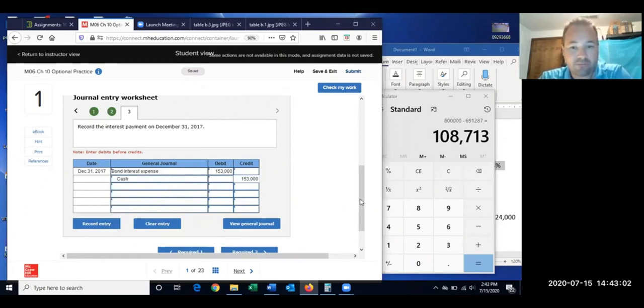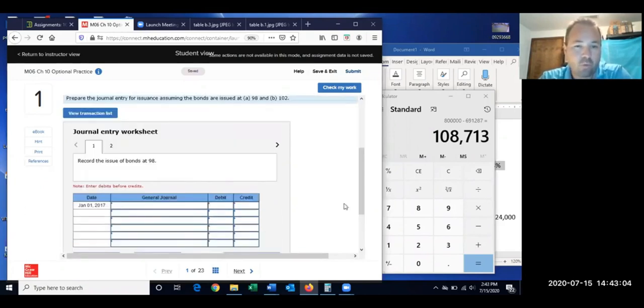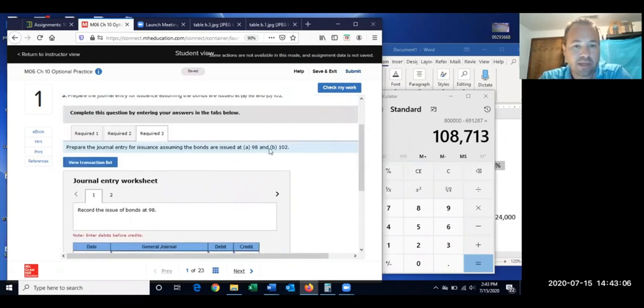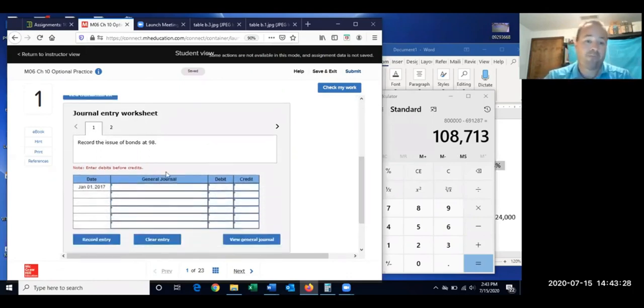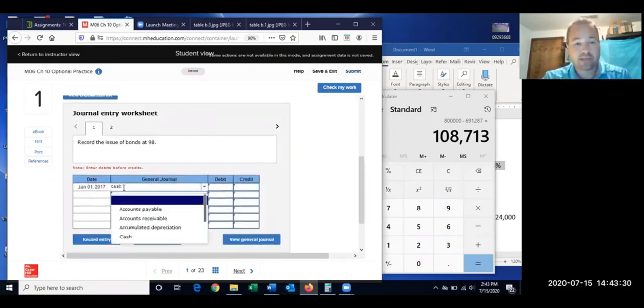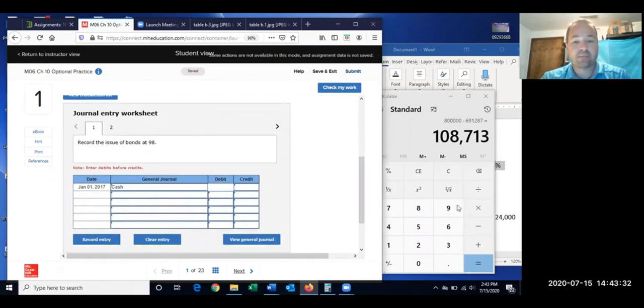The last section of this problem says, well, what if the bonds were sold at a little bit different? What if they were sold at 98 or at 102? Remember we talked about in the lecture that simply means percent. So if they sell at 98, they're selling for a discount. That means that my rate on the bond is lower than what the market is going to offer right now. So I have to sell it at a discount.